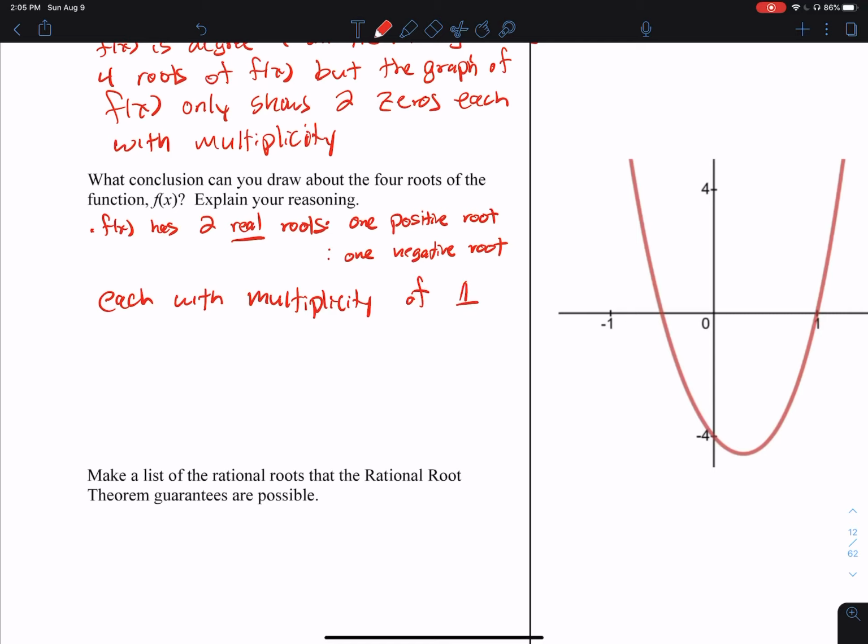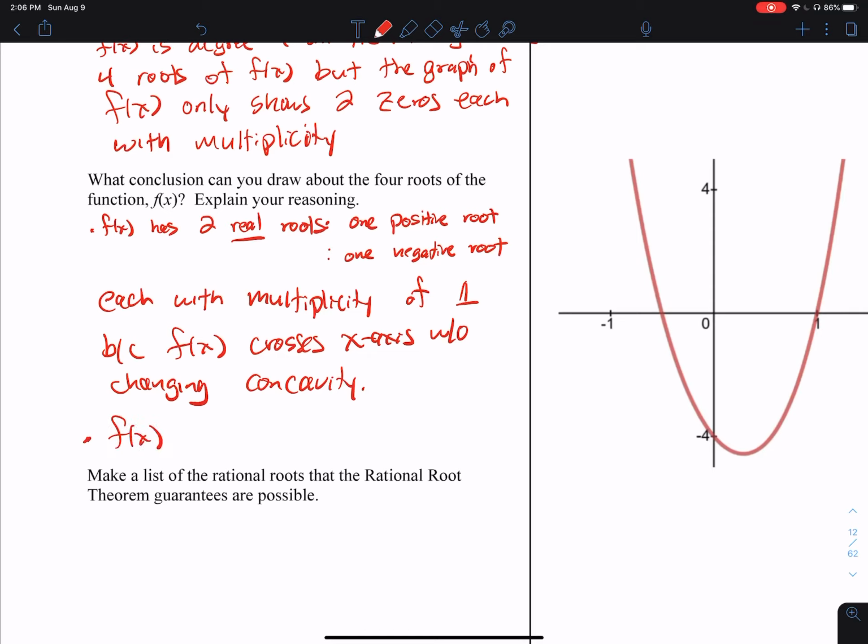How do we know the multiplicity is 1? Because f of x crosses the x-axis without changing concavity. So that means there must be 2 other roots. And since they're clearly not anywhere here on the graph, they've got to be imaginary. f of x has 2 imaginary roots.